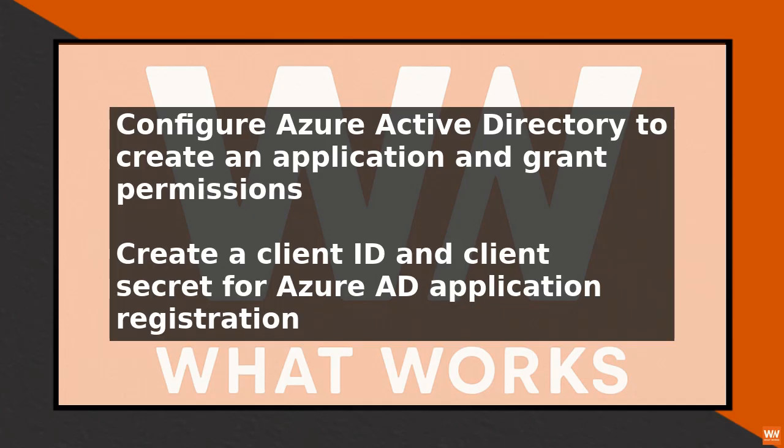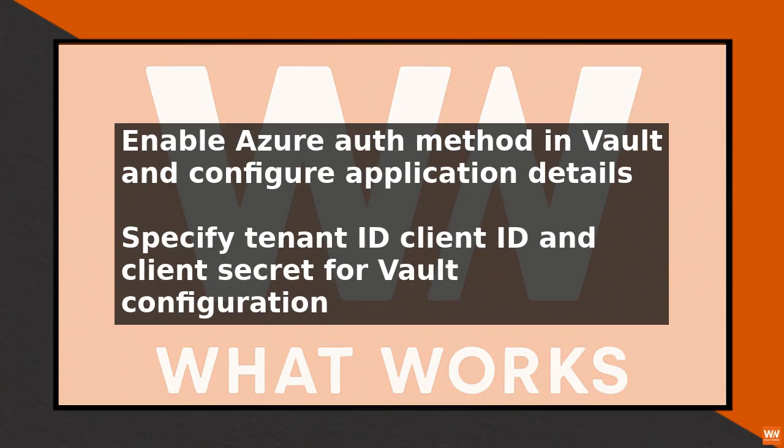Step 1 is to configure Azure Active Directory. This involves creating an Azure AD application, registering it, and granting the necessary permissions. You will need to create a client ID and client secret, which will be used to authenticate with Vault.